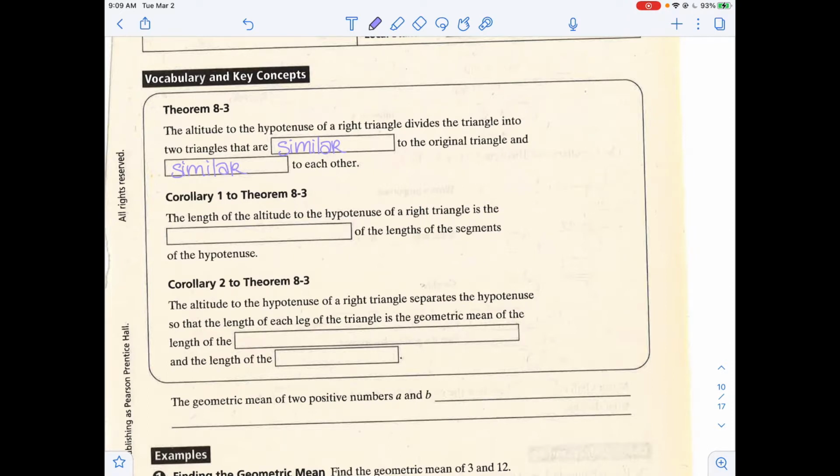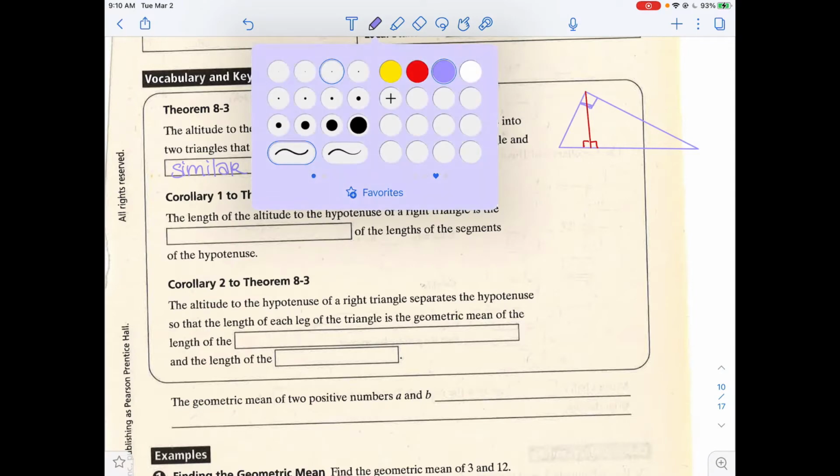So if I can't draw a perfect right triangle, but we're going to pretend. What this is saying is if I draw the height of the triangle to the hypotenuse, then these two right triangles are similar to the original right triangle and to each other.